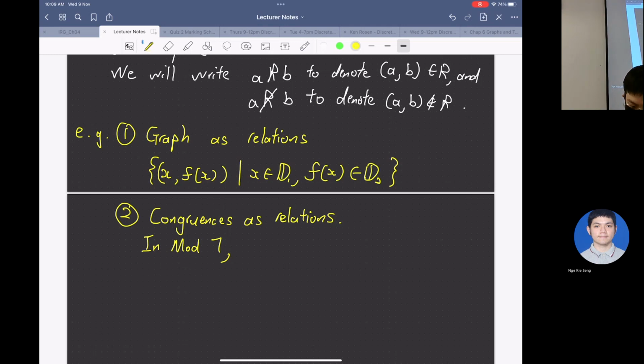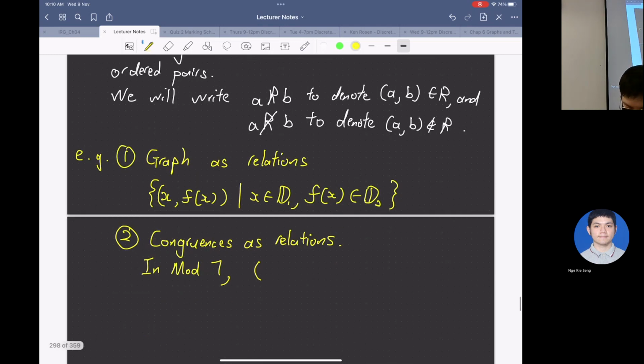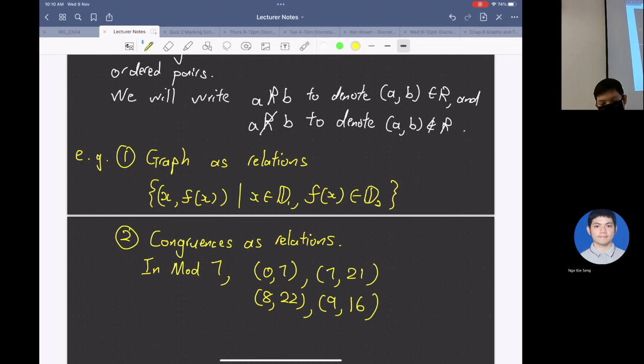So, in congruence 7, who are the same? Who are related? So, for example, 0 and 7 are related. 7 and 21 are related. And then 8 with 22 is related. And 9 with 16 is related. So they relate two numbers together by modulo m, congruent to each other.